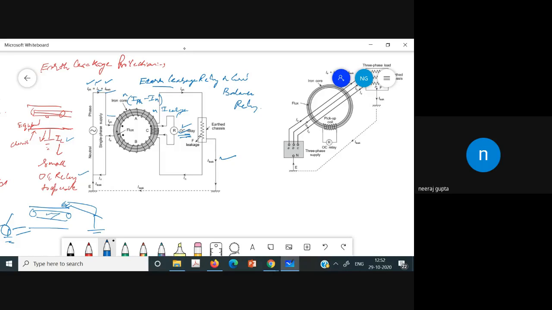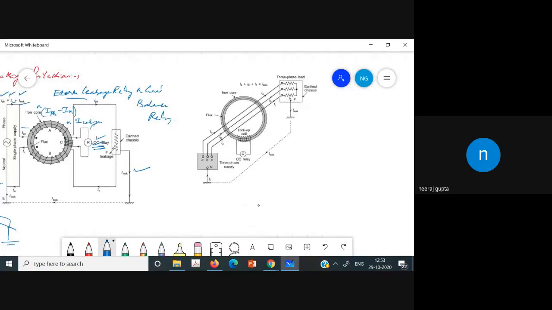Now, this is in case of single phase loads. In case of three phase loads, this is the schematic. The three phase leads are threaded through the CT core. This is the core of the CT. The pickup coil is provided, which is connected to the overcurrent relay in case a fault is there in the system.